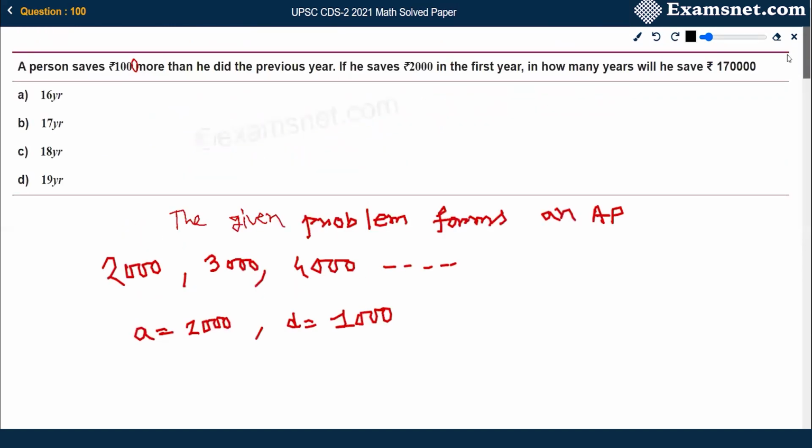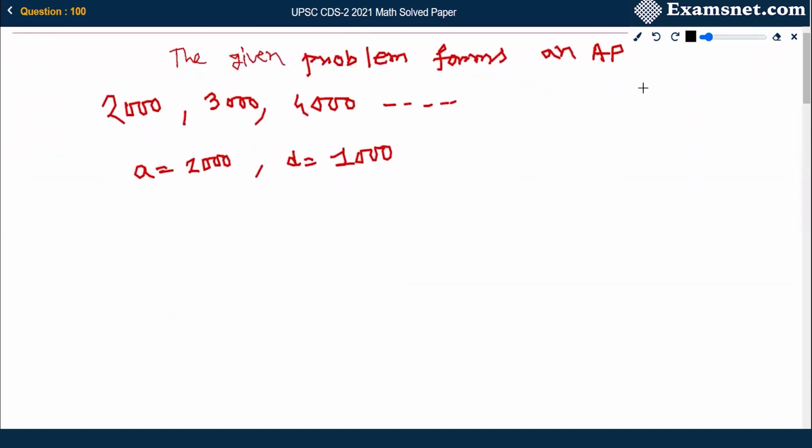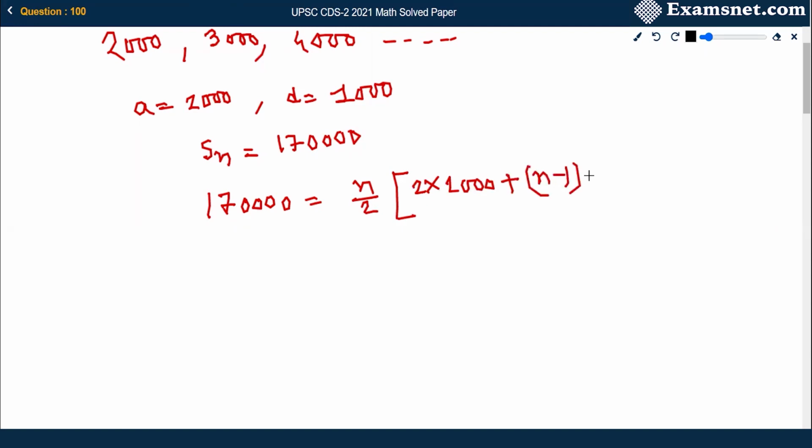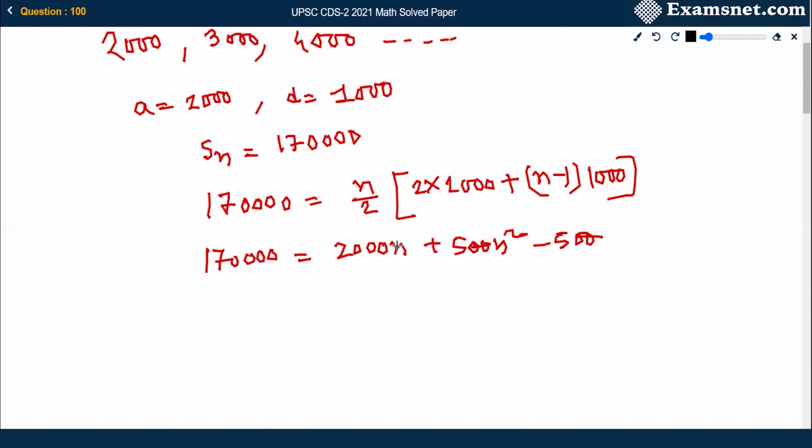Now the sum of a few years, the savings will be 1,70,000. So that means this is in, but we don't know how many years savings is this. That's what we are going to find. So let's say there are n years. So we can write with this 2A. So 2,000 plus n minus 1 into D. Now let's solve it. We'll get 2,000 n plus 500 n square minus 500 n. So both the 0 will got cancelled.